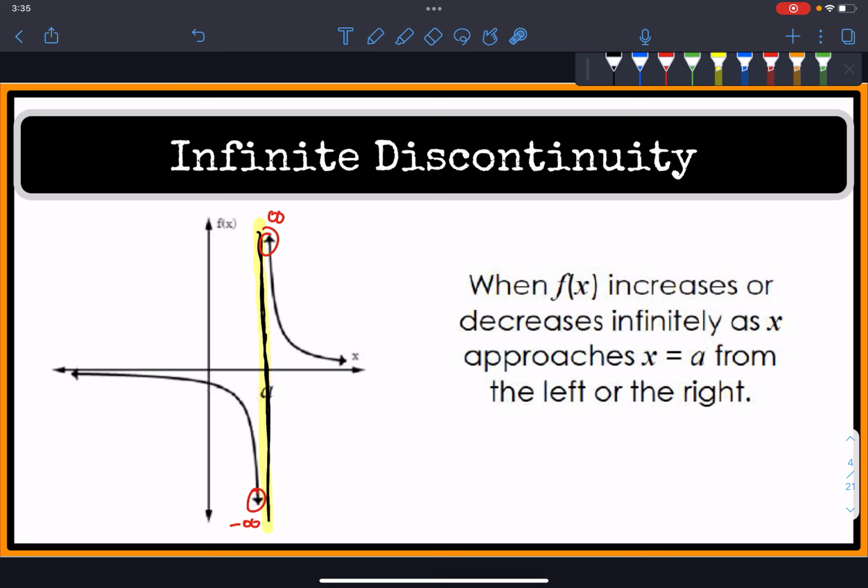And again, it's discontinuous because this graph is not connected from negative infinity to positive infinity along the domain. Since the function doesn't exist at x equals a, our domain is all the values of x except for whatever this value of a is. And the graph points towards the infinities, so this is an example of an infinite discontinuity.